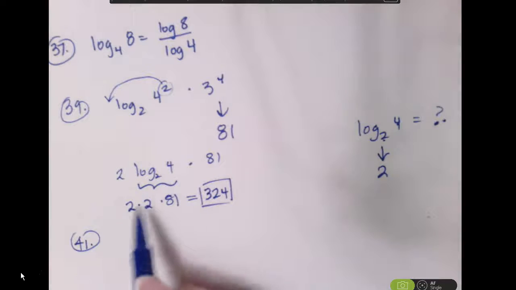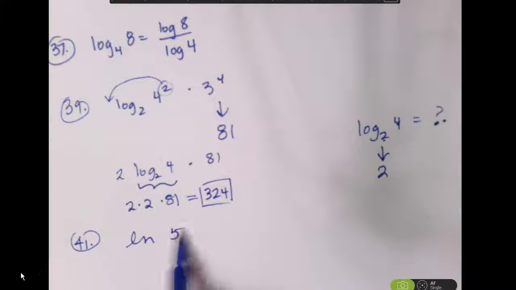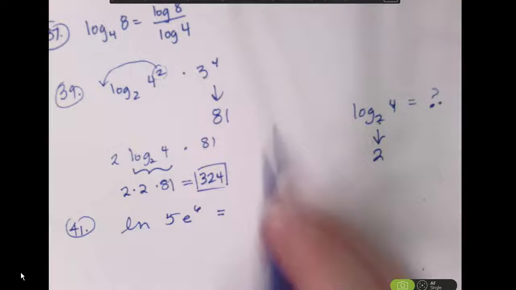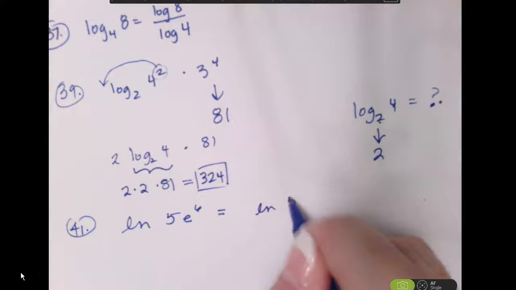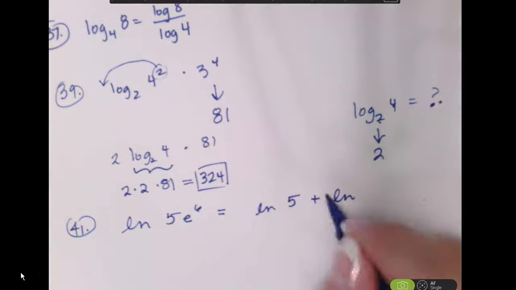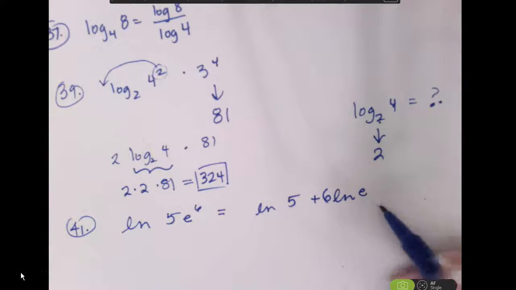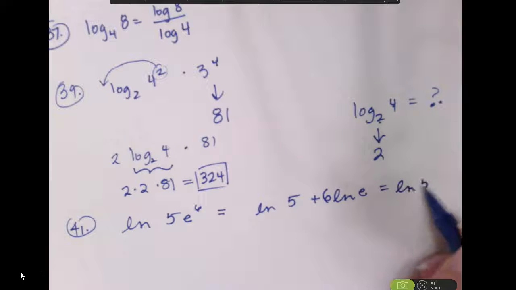In number 41, the natural log of 5e to the 6th. So we're going to use, it looks like we've got a product and a power, so we're going to use both. We're going to go natural log of 5 plus natural log 6 times the natural log of e. And the natural log of e is just 1, because they're inverses of each other. So I'm going to say natural log of 5 plus 1 times 6, which is 6.